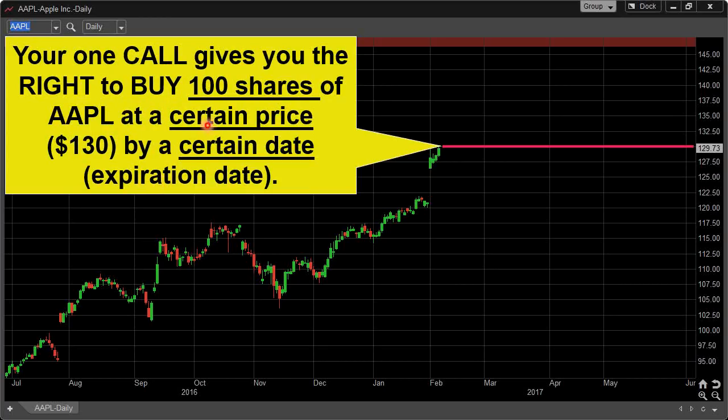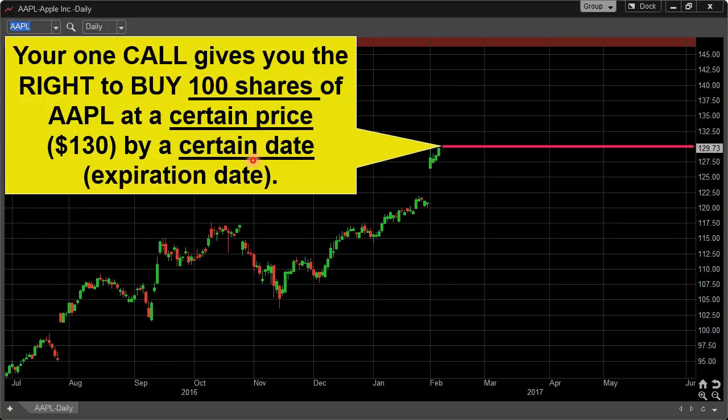We will talk more about strike prices and expiration dates later on in this webinar in the third section. But just understand that this layer of our knowledge sandwich is telling us that when you buy a call, it's going to give you the right to buy 100 shares at a certain price by a certain date.